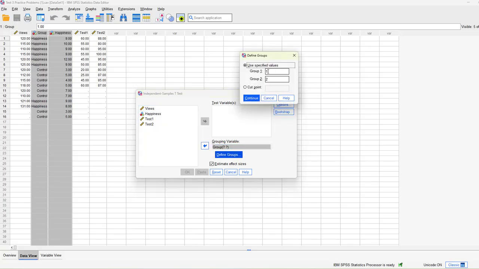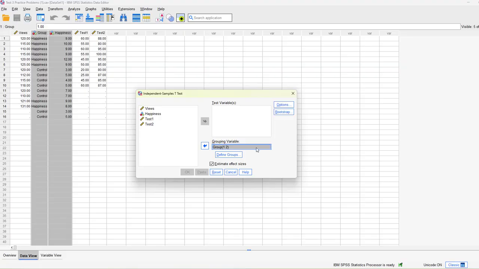define groups. You can just leave it like that. If you wanted to, you could put group 1 is 2 and group 2 is 1, and that would change the mathematics. So if you're trying to get a positive number or negative number, you could switch those, or you can just mentally switch them too. Continue. And we do not have to click options for this one. We do need to put happiness as the test value and put that over there.